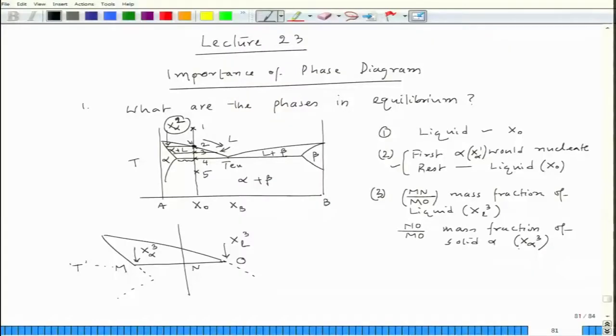That is what we call pro-eutectic alpha.